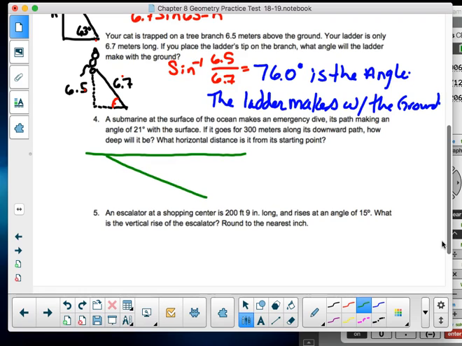Okay. Now, its path making an angle of 21 degrees. So this is 21 degrees with the surface. And our sub's going along here. Okay, that's our sub. If it goes down to 300 meters along that path, so it travels 300 meters along here.